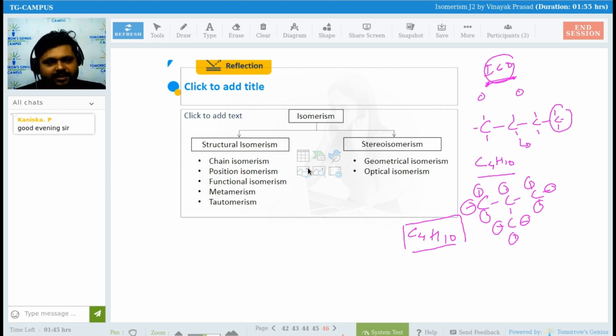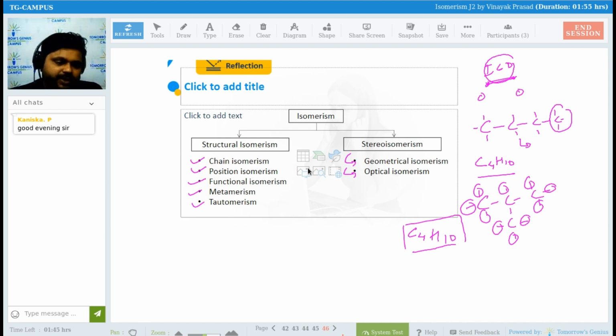So iso means similar and merism, right? So we are going to learn about this structural isomerism first. And in that structural isomerism, how many types of isomerisms are there? Chain isomerism, position isomerism, functional isomerism, metamerism, and tautomerism, right? And in stereoisomerism, we will be going to look at geometrical isomerism and optical isomerism. Is it okay? So these five isomerisms in structural isomerism, first of all, we will be looking into. Then we will be going for the stereoisomerism. Is it okay, everyone? Okay.